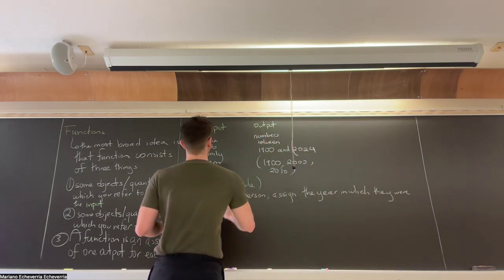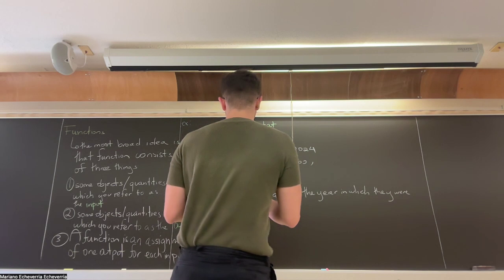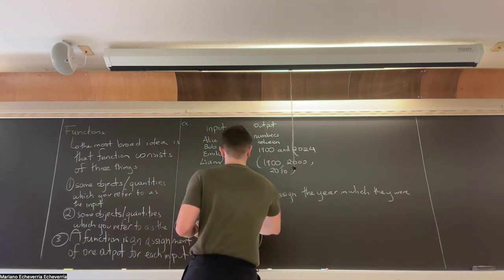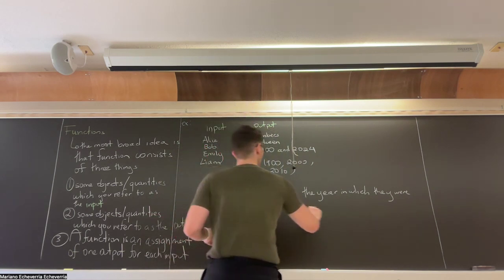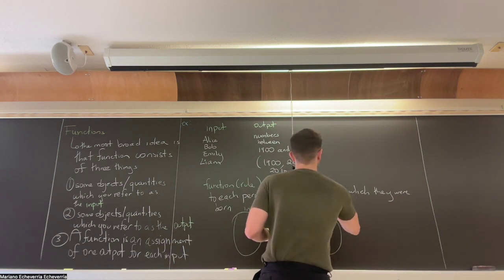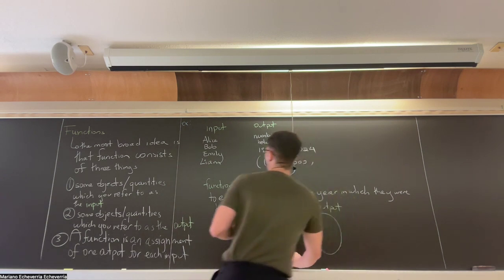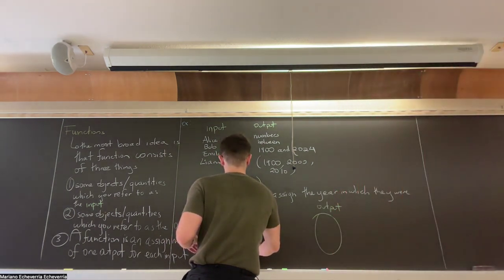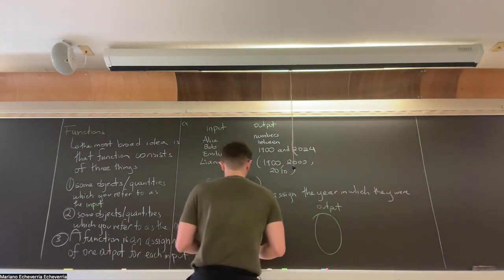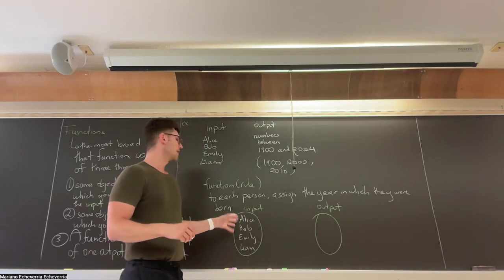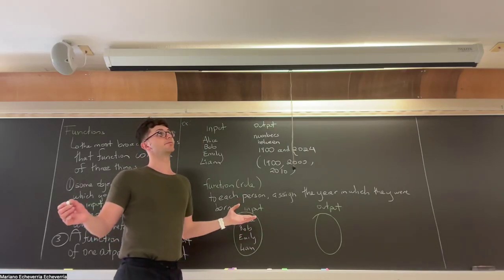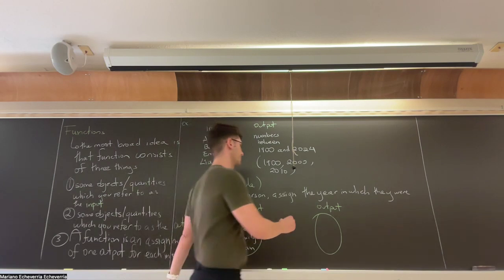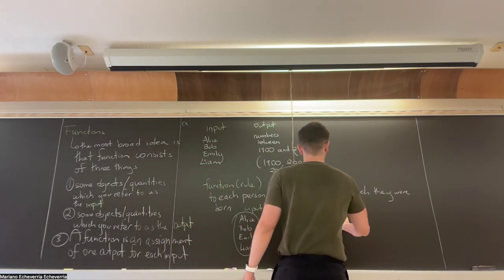The way this can be represented is as a diagram, which is nicer. I'll put the input here, the output here, and then I'll draw arrows. For example, Alice and Bob could both have been born in the year 2000, so I'll put 2000 into my list.